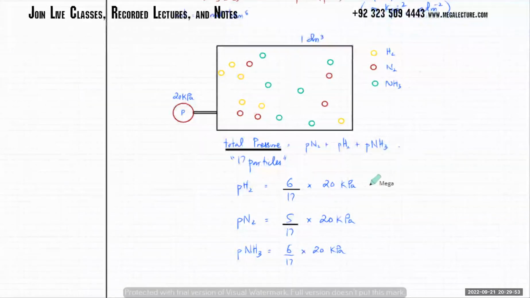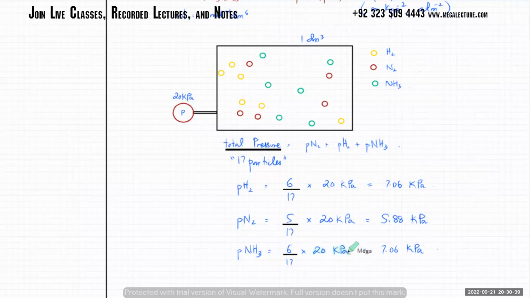What do you get for this? The first one is 7.06 kilopascal. Remember, I'm not going to convert the unit. I'll just keep the unit as it is. What is the second one? 5.88 kilopascals. And the third one is the same as the first one, right? 7.06. That's a kilopascal as well.